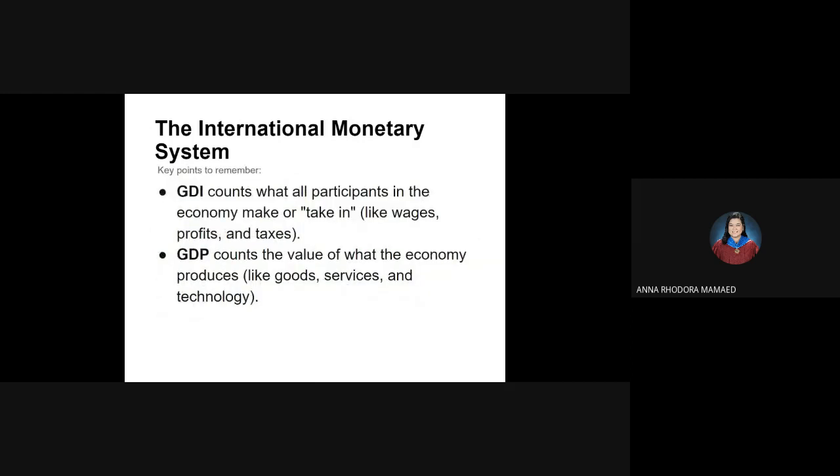Let us give highlights on the GDI, gross domestic income, versus the GDP or the gross domestic product. The GDI counts what all participants in the economy make or take in, like wages, profits, and taxes. While the GDP counts the value of what the economy produces, like goods, services, and technology.